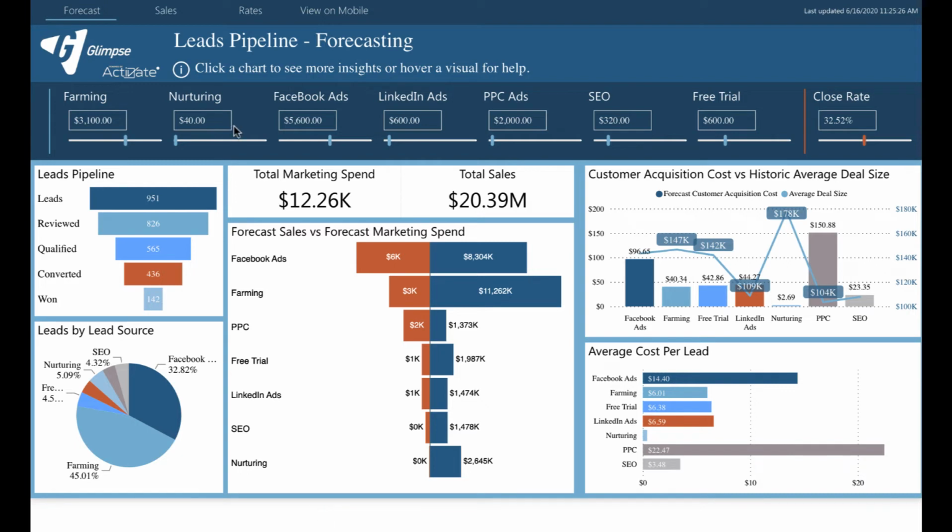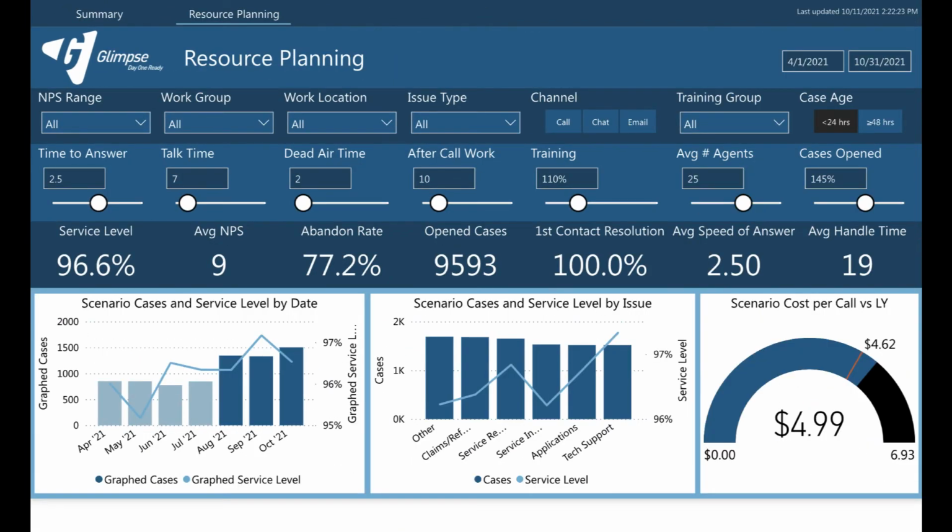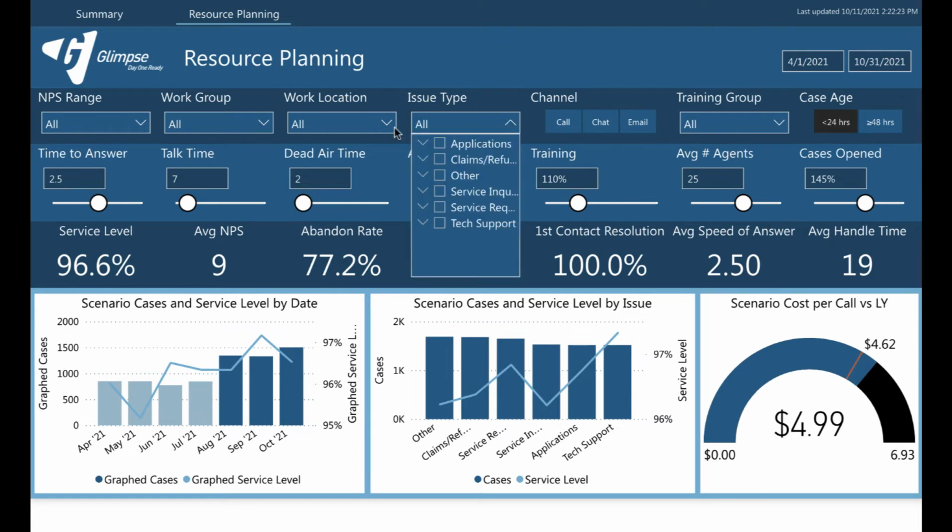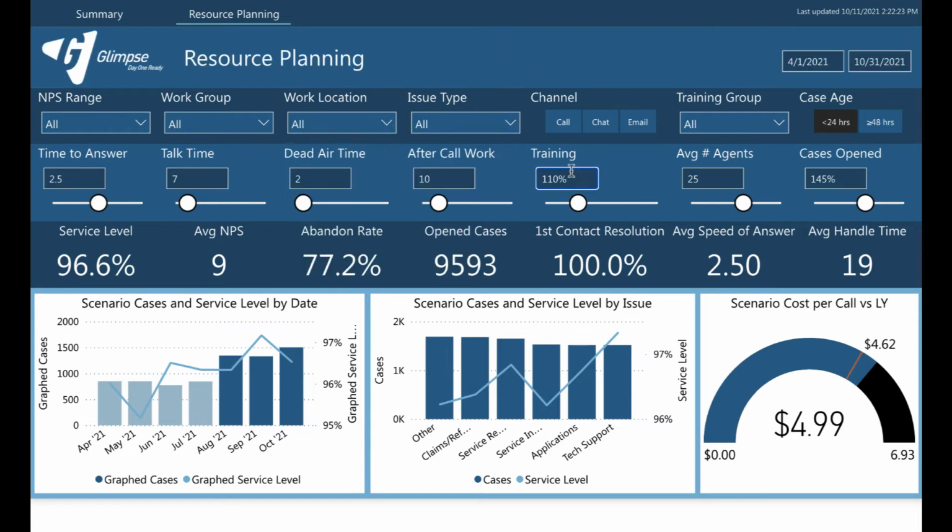So these dashboards work also, we can go clear out to contact center planning. These dashboards work for that. This uses historical data to establish productivity ratios, and then with that we can narrow down by issue type, by work location, and we can do planning on what if we spend more on training, what if we spend more on after call work reduction, what happens to our cost per call.